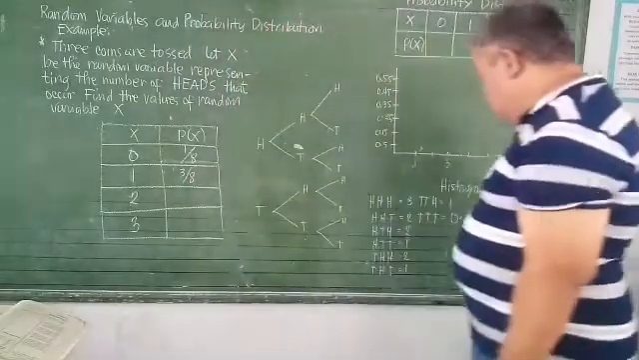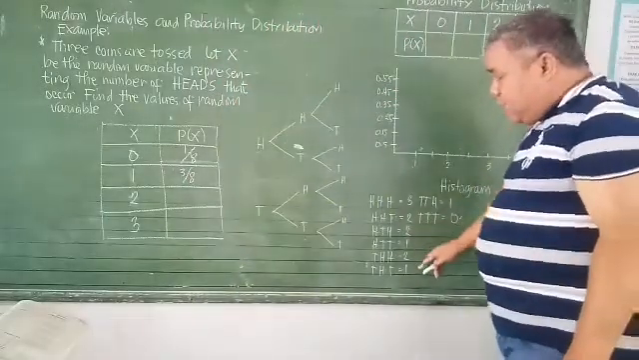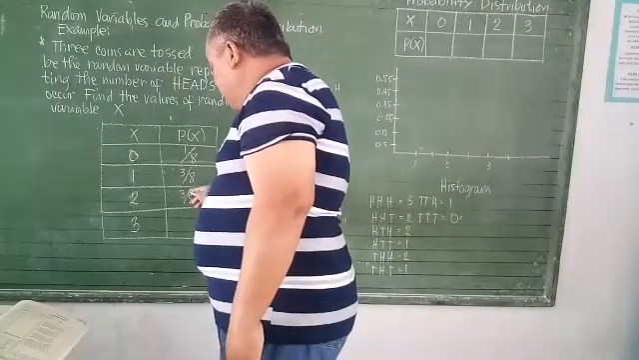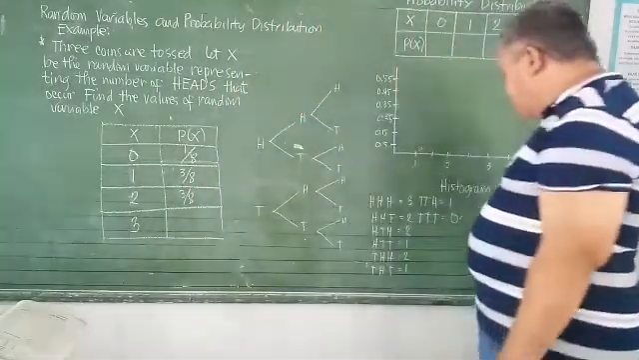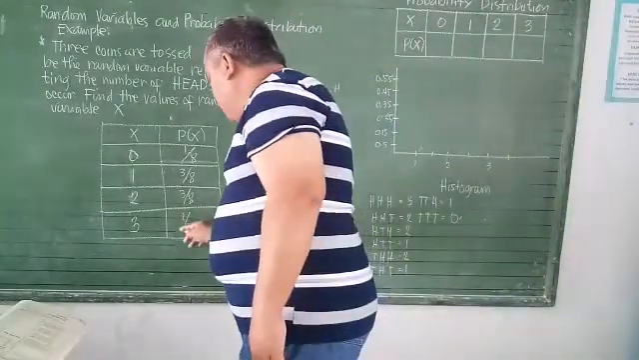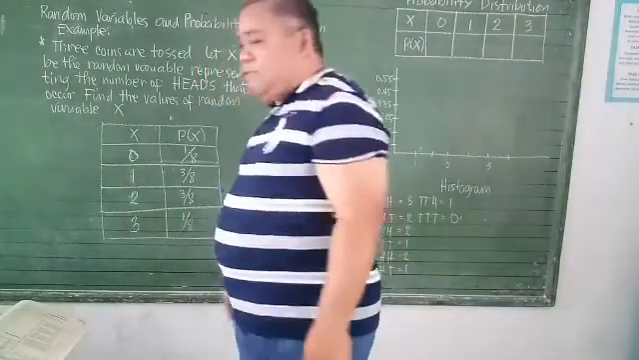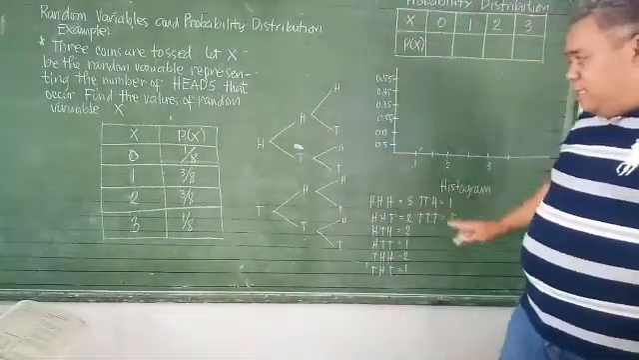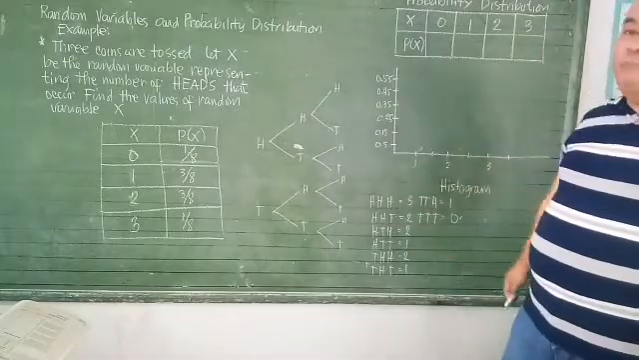What about 2? It's 1, 2, and 3. That's 3 over 8. And last, sa 3, ilan? Isa lang. So that is 1 over 8. So that will be your number of outcomes and the values of the random variable x.